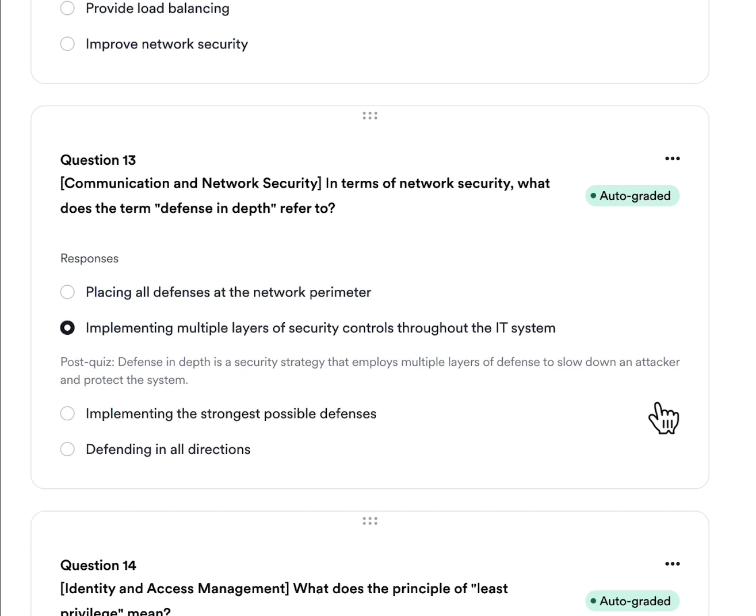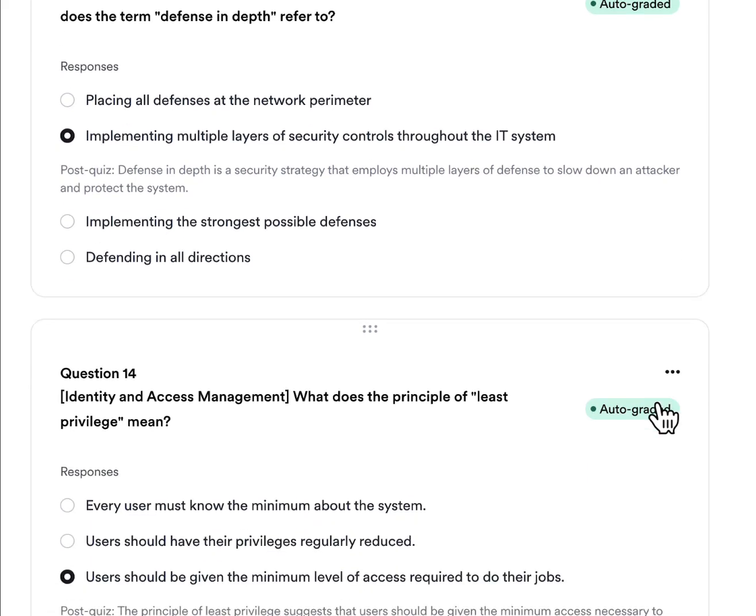Okay, in terms of what it means for defense in depth, it is B, implementing multiple layers of security controls throughout your entire IT system. This defense in depth strategy employs multiple layers of defenses to slow down an attacker and protect the system. But it's also to provide what we call little trips. In the days of having a Claymore mine, you'd trip a trigger and it would send off an alert, send off a sound. And that's the same concept as it relates to question 13.